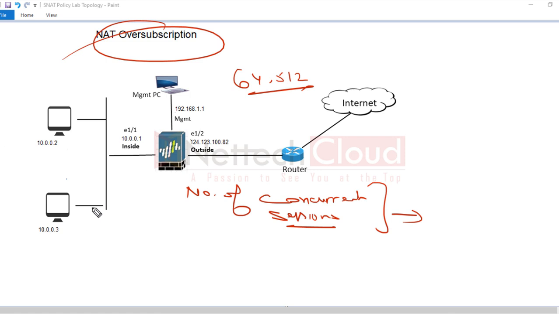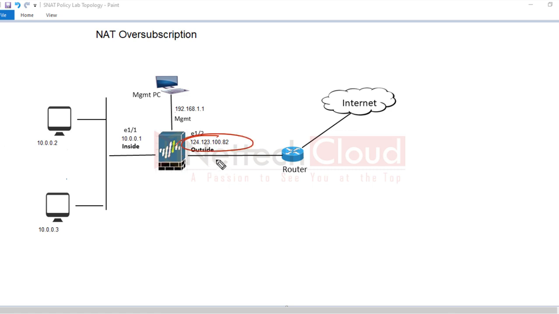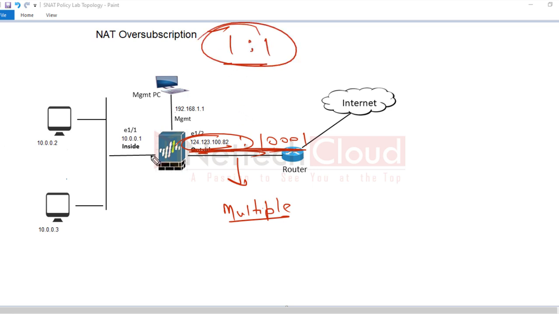Basically, NAT oversubscription allows you to use each translated IP address and port pair multiple times, right? The IP address is of course the same, and the port number is, for example, 10,001. So this IP and port pair can be used multiple times when we enable NAT oversubscription. If NAT oversubscription is 1:1, technically there is no oversubscription. The 64,500 concurrent sessions would remain 64,512 only. So it's not oversubscribed, right?